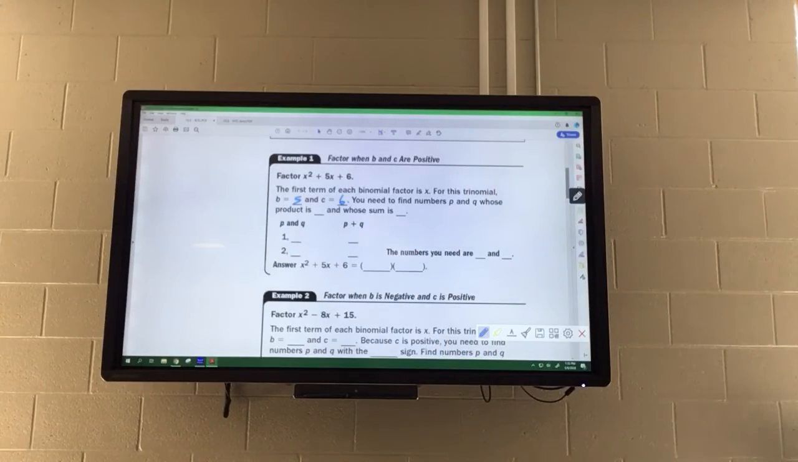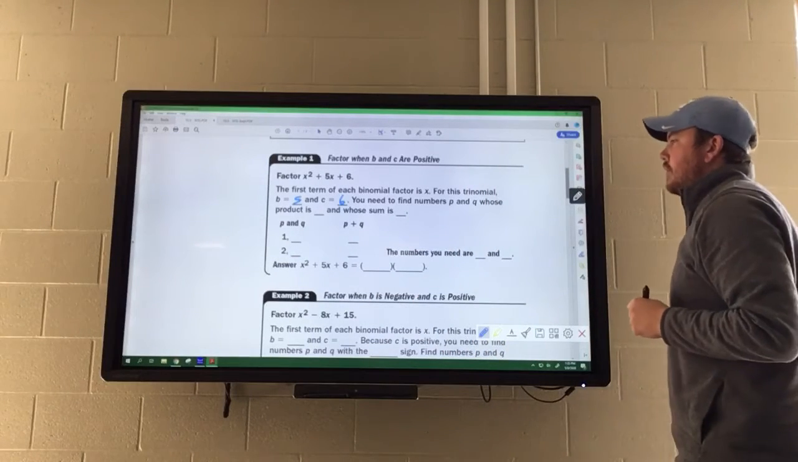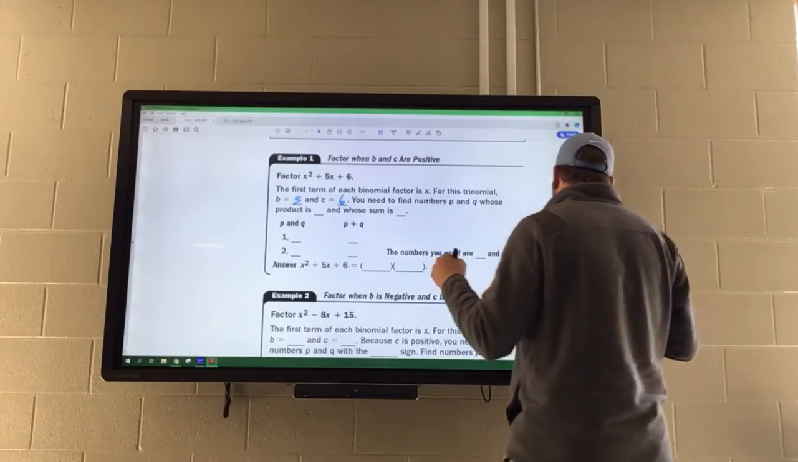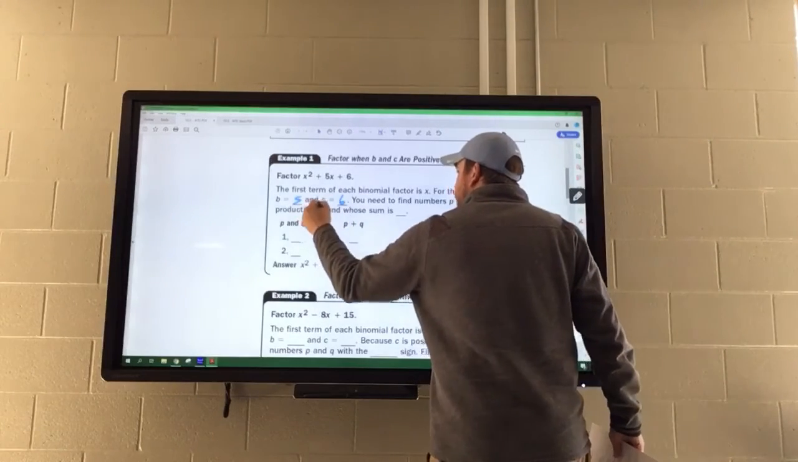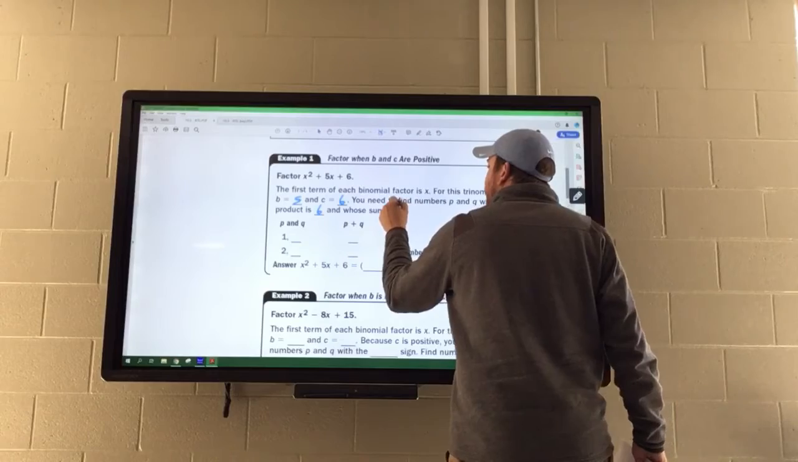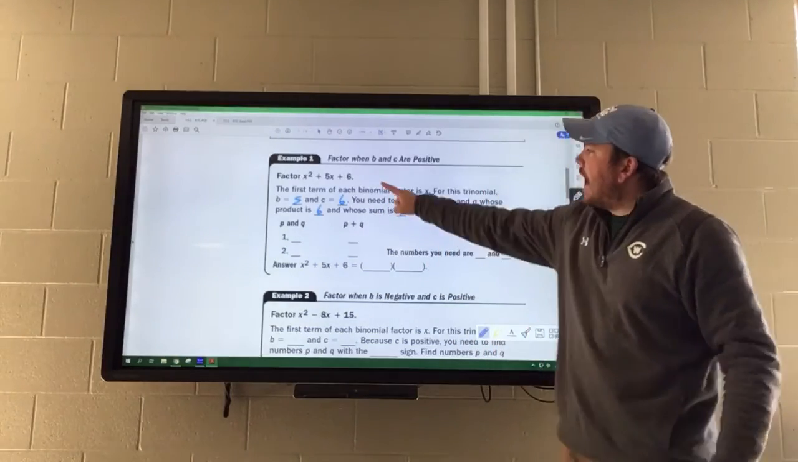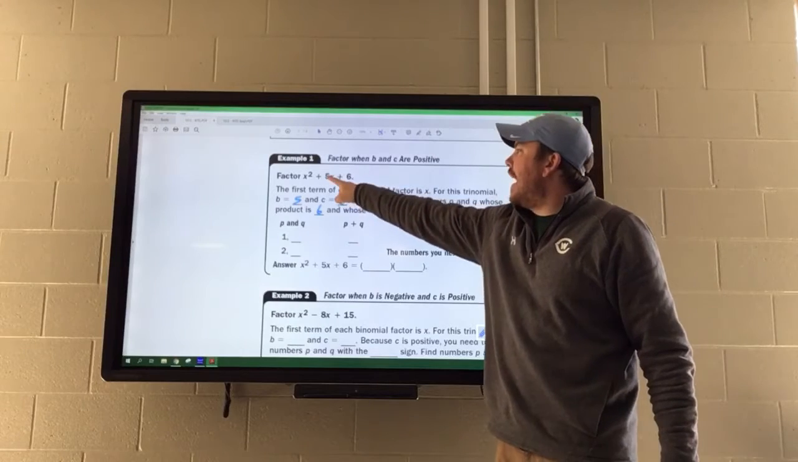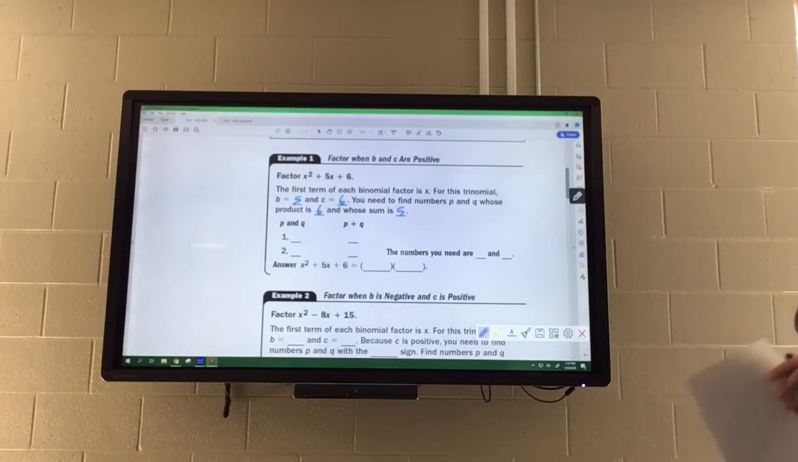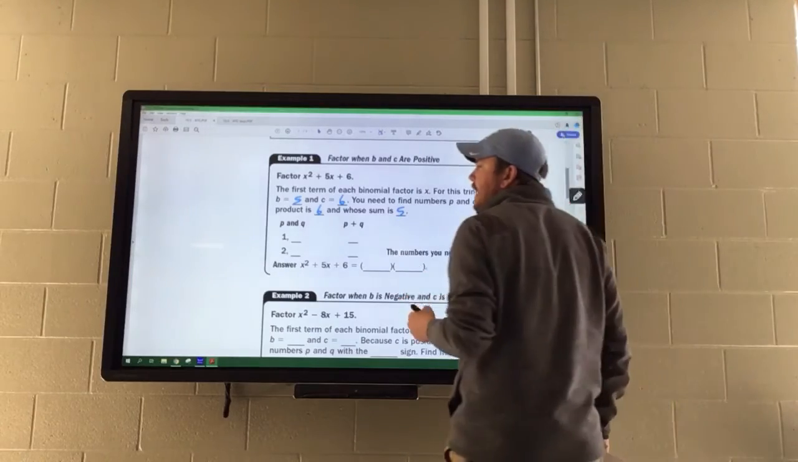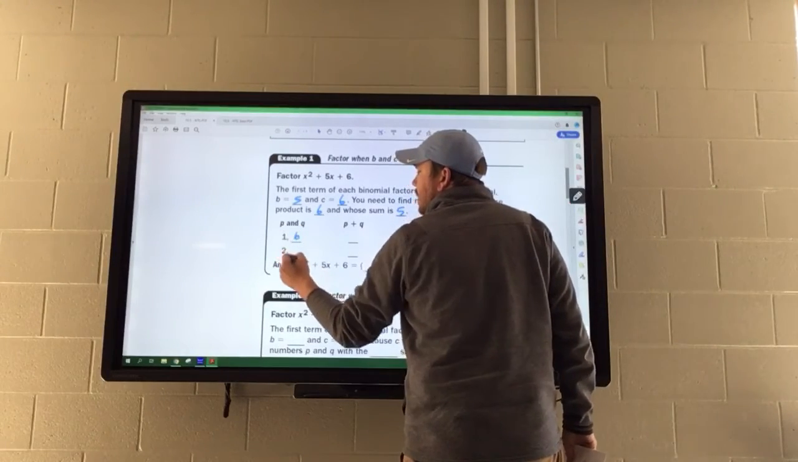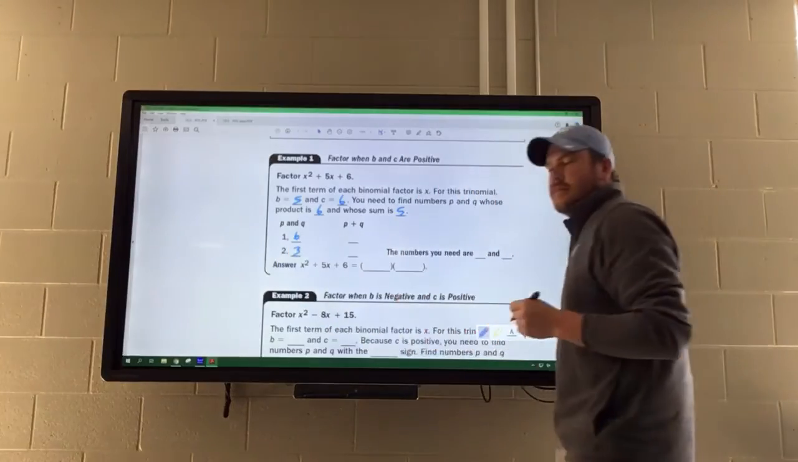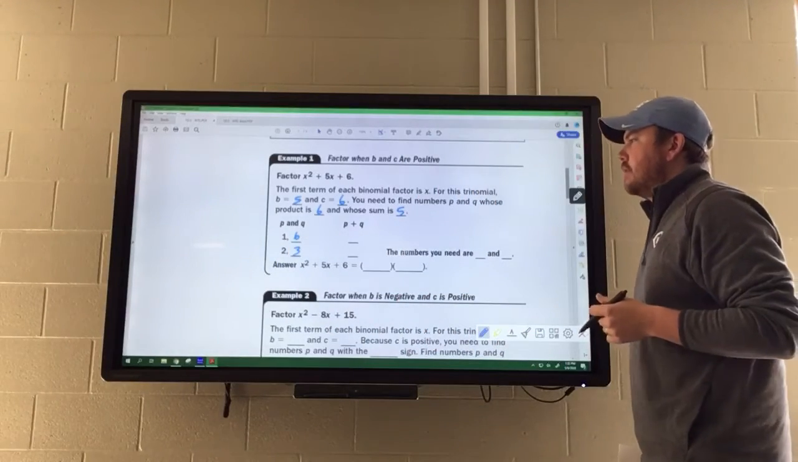For this trinomial, my b value is 5, and my c value is 6. All right? So here's what this means. We need to find two numbers whose product is 6 and whose sum is 5. Meaning I need factors of 6, so two numbers that multiply to equal 6, that add to equal 5. Well, let's list out our factors of 6. In order to get 6, I can do 1 times 6, or I can do 2 times 3. Those are my factors of 6.